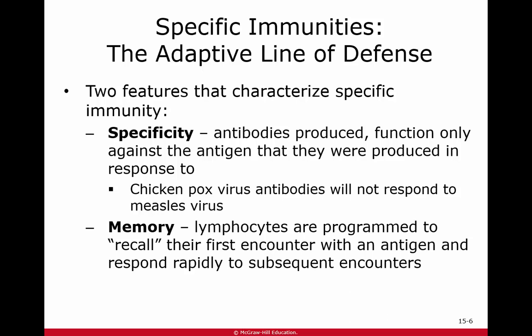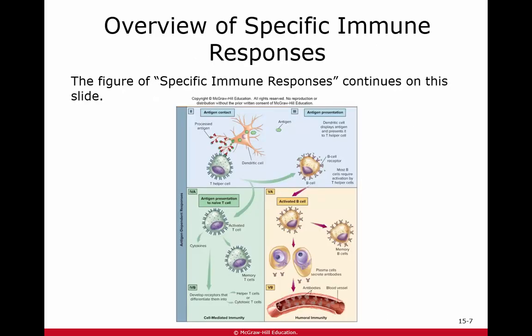The other word that they use to characterize specific immunity is memory. What happens is once you produce an antibody, lymphocytes are programmed to recall their first encounter with an antigen. So when your antibodies, when your cells, come in contact with the antigen, it automatically triggers a memory of when they met that antigen before, of the prior experience they have with that antigen. And what the memory allows you to do is to recognize it faster and respond quicker so that you can keep an infection from occurring. So two really important things that we use to characterize specific immunity with.